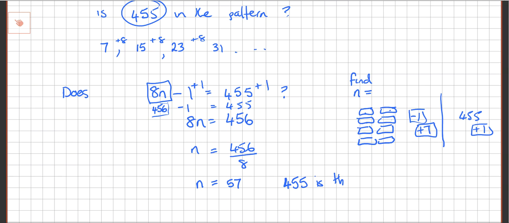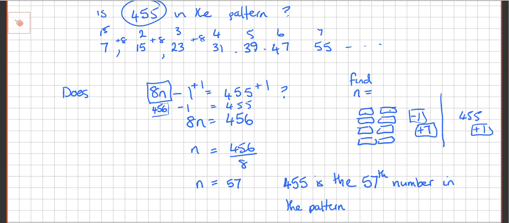455 is the 57th number in the pattern. So if I were to carry on like this, 7, 15, 23, 31, 39, 47, 55, and so on, I'd have to get all the way. So that's the first term, the second, the third, the fourth, the fifth, the sixth, the seventh number. I would have to go all the way up to the 57th number, and I'd see that was 455.